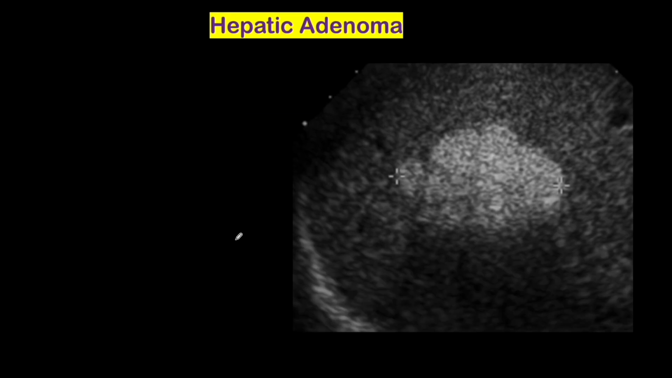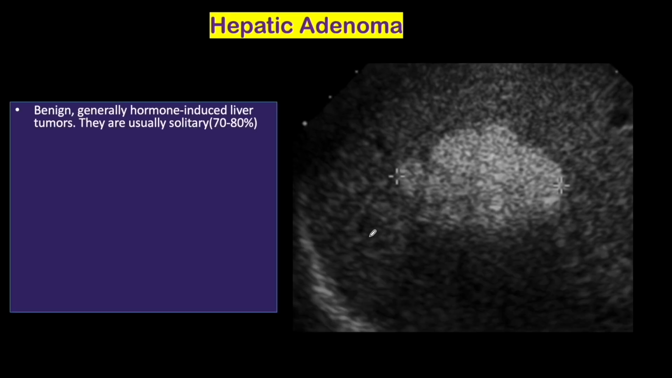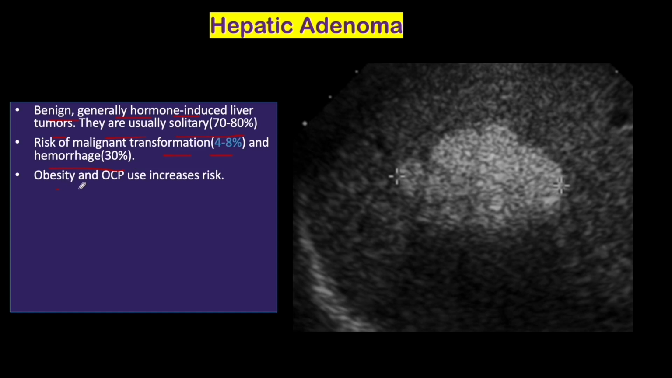Hepatic adenoma. Hepatic adenoma is a benign, generally hormone-induced liver tumor. They are usually solitary. The risk of malignant transformation is around 4 to 8%, but hepatic adenoma can undergo hemorrhage. In around 30% of cases, hepatic adenoma can undergo hemorrhage. Obesity and OCP use increase the risk of hepatic adenoma. Hepatic adenoma is quite common in the right lobe of the liver at a subcapsular location.